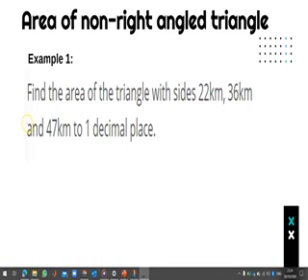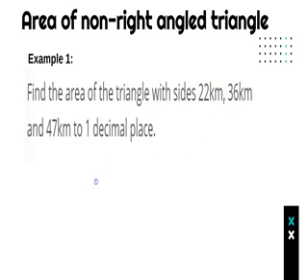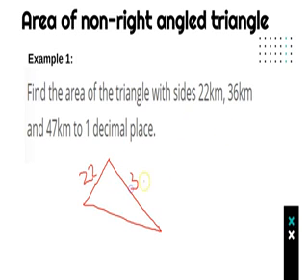So the first example says: find the area of a triangle with sides 22 kilometers, 36 kilometers, and 47 kilometers, to one decimal place. If you look at these numbers, you can tell that this is a non-right angle triangle. So first you sketch the triangle accordingly. The shortest side is 22, then followed by 36, and the last one is 47.